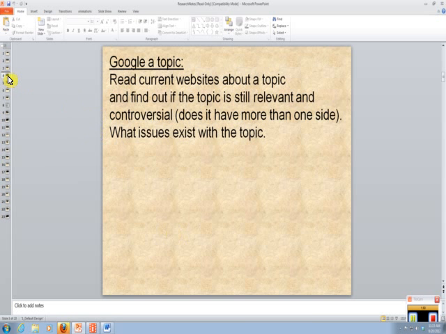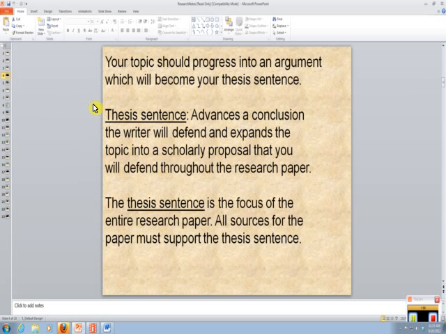Once you've gone through and Googled information on the topic, then you're going to have your topic progress into an argument, and your paper is going to be the argument paper that helps support what it is that you're going to say on the side of the issue that you're on. Your topic will progress into an argument that's going to be your thesis statement.